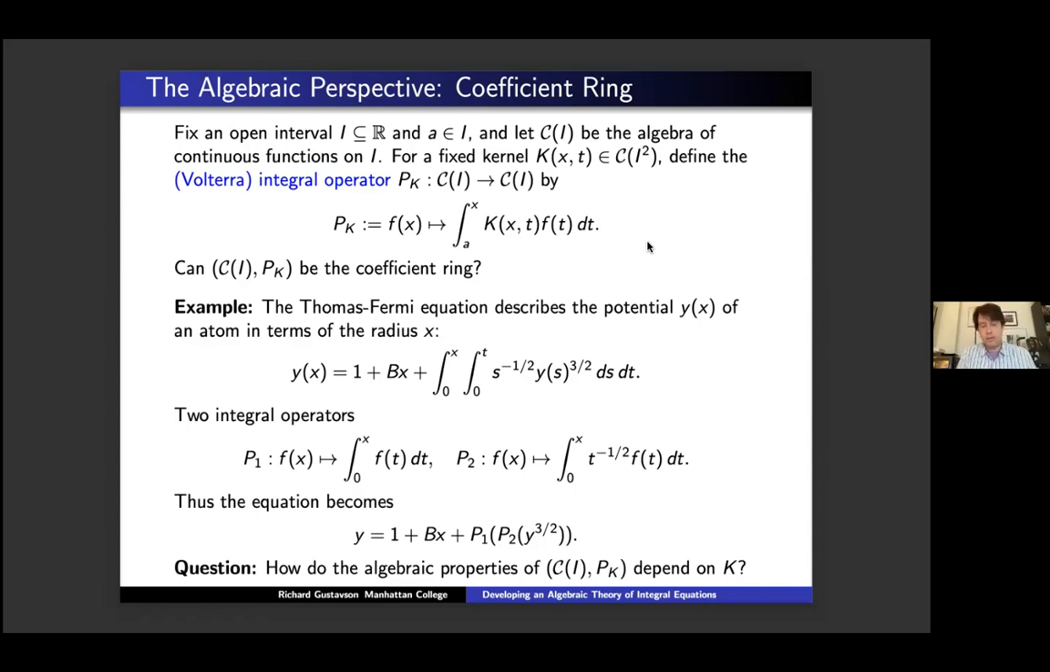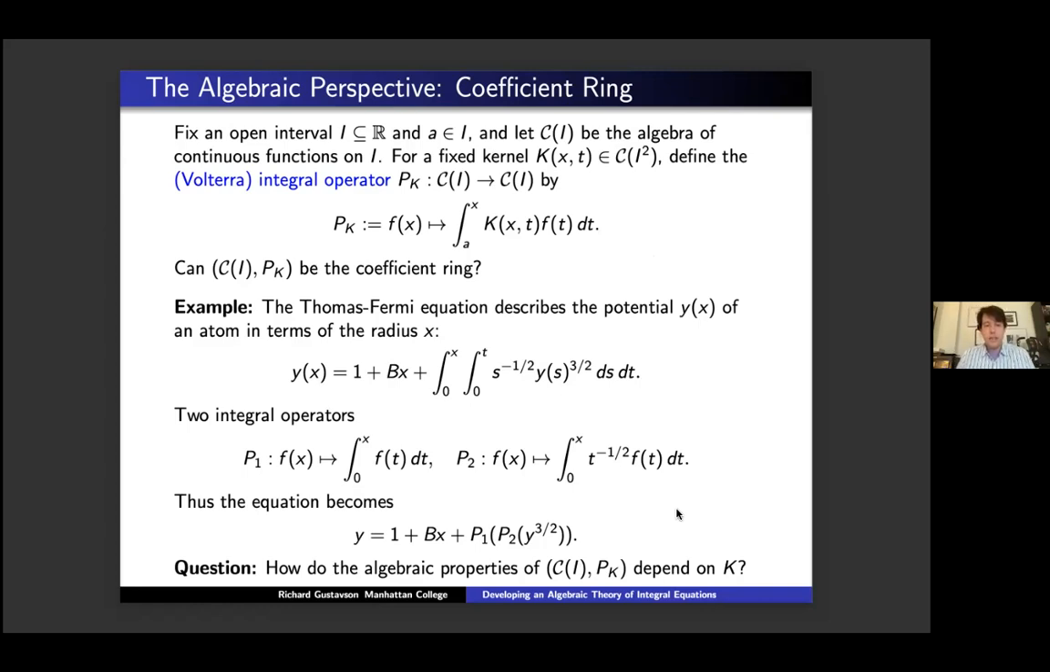Let's just look at an example of how we would translate an integral equation to an element of this form. So the Thomas-Fermi equation is a standard equation in physics. It describes the potential of an atom in terms of its radius. It's given here. We have an iterated integral, and we see that we need two integral operators. This outer integral, we're just integrating from 0 to x of f of t, whatever our integrand is. And then our inner integral has a non-trivial kernel, t to the minus 1/2, as we see right here. And then the equation becomes this. So it's P1 of P2 of y to the 3/2.